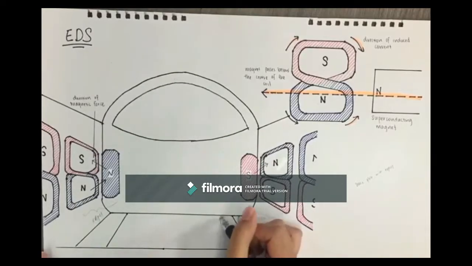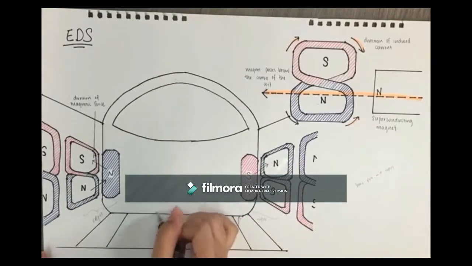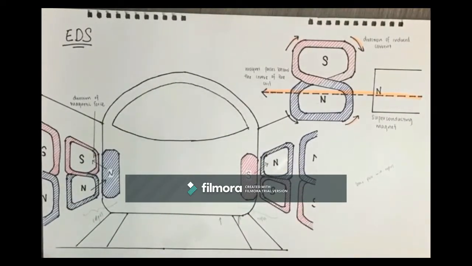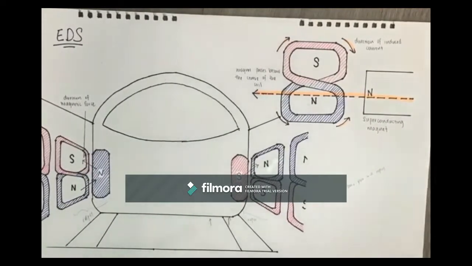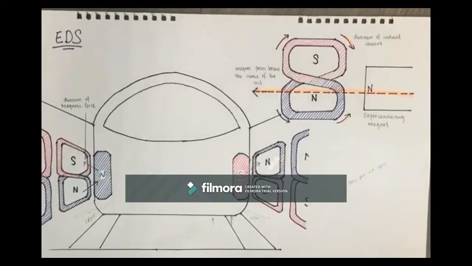Therefore, the train first starts by sliding on wheels. When the magnetic force generated is large enough to overcome the weight of the train, the wheels are lifted like those of a taking off airplane. This concludes my explanation for electrodynamic suspension. Thank you.